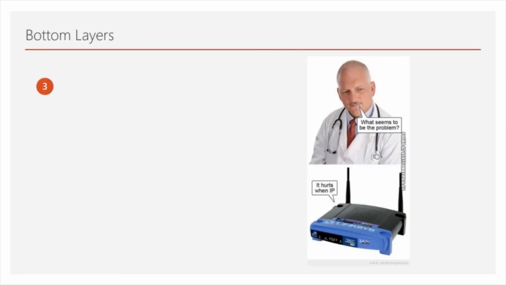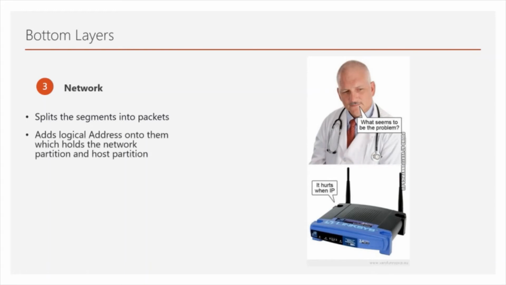So the next layer, layer 3, the network layer, splits the segments mentioned previously into packets. We'll go more into that in a second. It adds local addresses onto them, which hold the network partition and host partitions, and it holds the logical address known as IP addresses. A device normally found on this layer is the router. So the network layer is actually responsible for facilitating data transfer between two different networks. However, if the two devices communicating are on the same network, then the network layer is completely unnecessary.